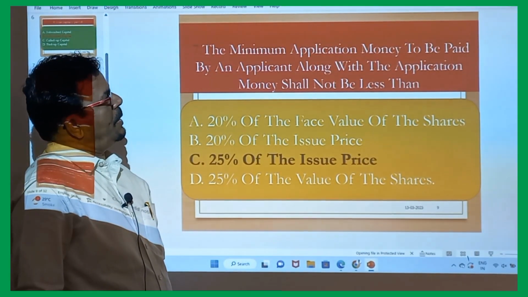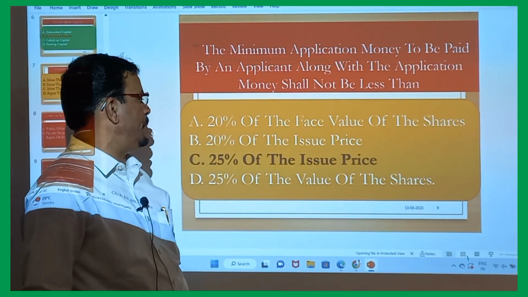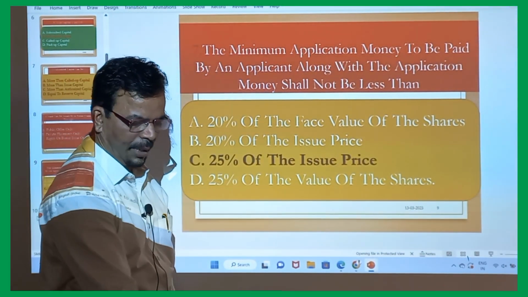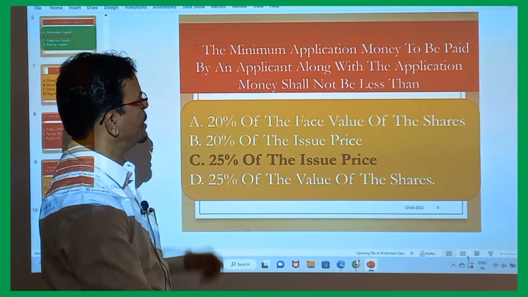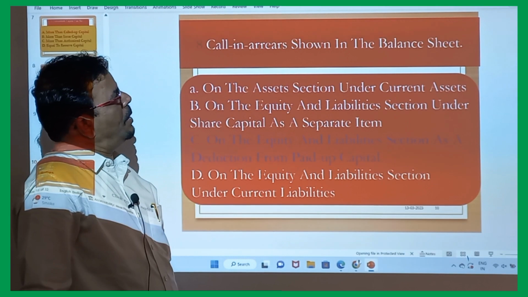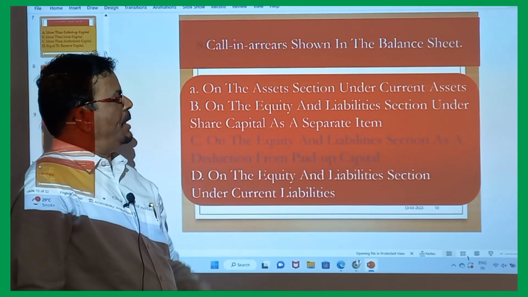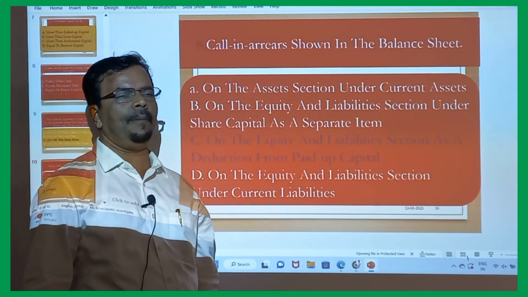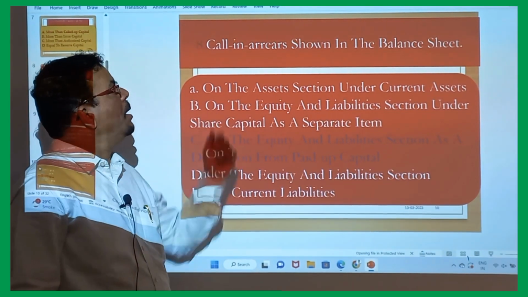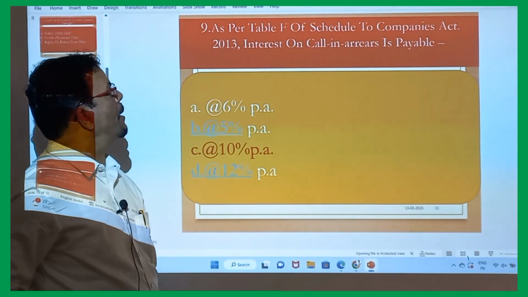The minimum application money to be paid by an applicant along with the application shall not be less than 25% of the issue price. Very important, that can be asked in the exam. It should not be less than 25%. Calls in arrears are shown in the balance sheet in the equity and liabilities section as a deduction from the paid-up capital. We always subtract calls in arrears from paid-up capital, because we have not received this much money; they did not pay, so we subtracted it.